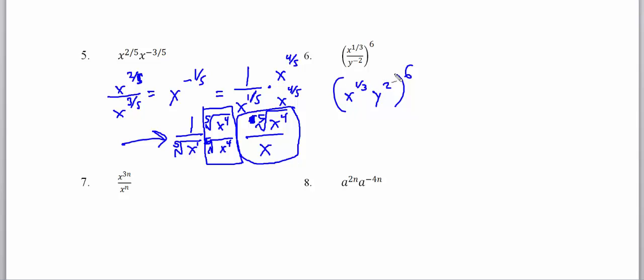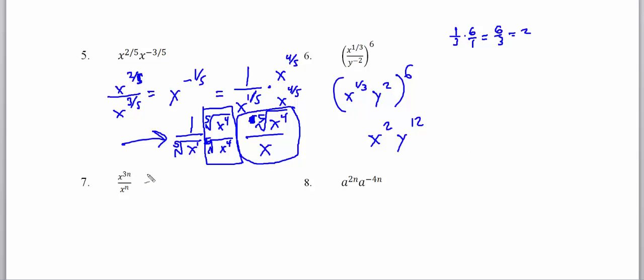So then what I have now is the power to power rule, where these corner exponents get multiplied. So I have to go 1/3 times 6, which is 1/3 times 6 over 1, which is 6/3 or 2. So this gives me x squared. And this is y squared to the 6th power. That's y to the 12th. And so there, my friends, is what we have for problem number 6.